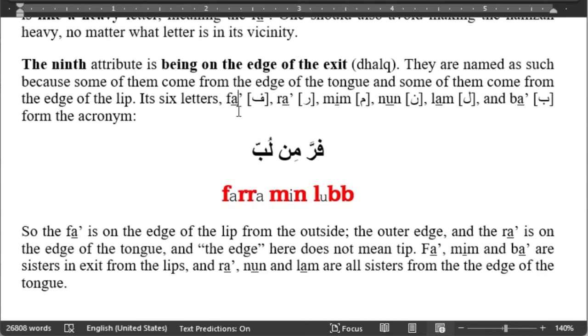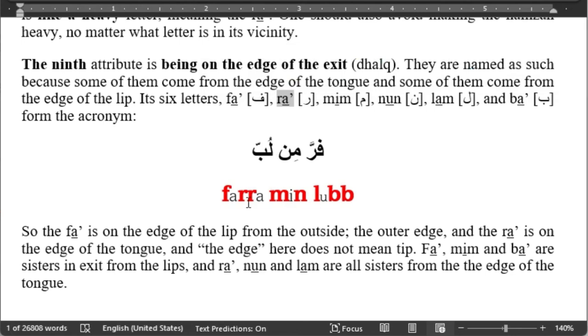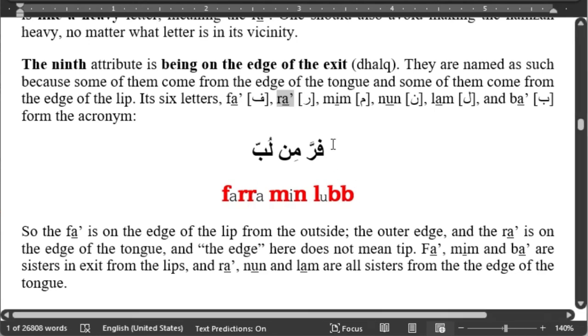Fa, ra. So maybe you might be making your ra a little heavier than it needs to be, but it's on the edge of the tongue, so don't make it too heavy. Ra. Meme, same thing. Noon, lam, and ba. They form the acronym farra min lub.